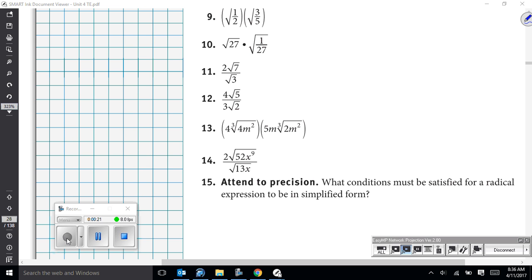Number 13. So, yep, we have 4 and 5m, which are not inside our radicals. So we multiply them, right? Just like we would any normal numbers. We're going to take 4 and 5m and multiply them together, which gives us 20m.